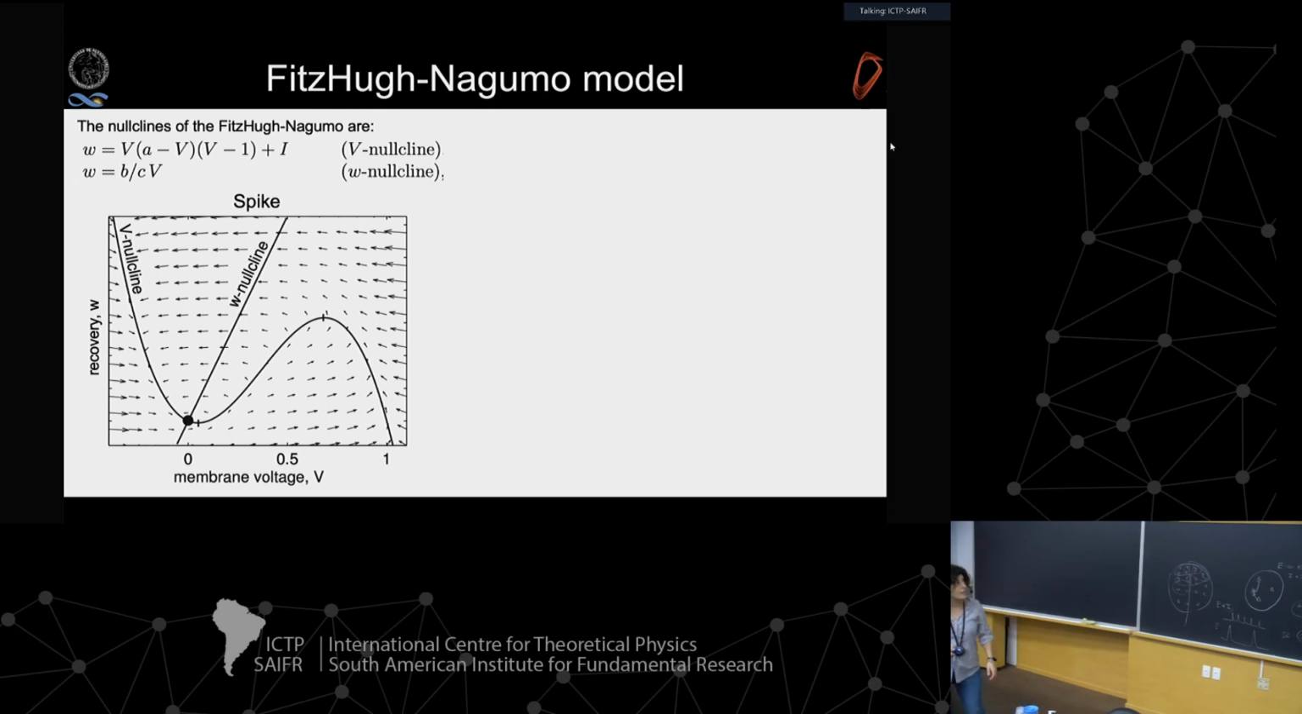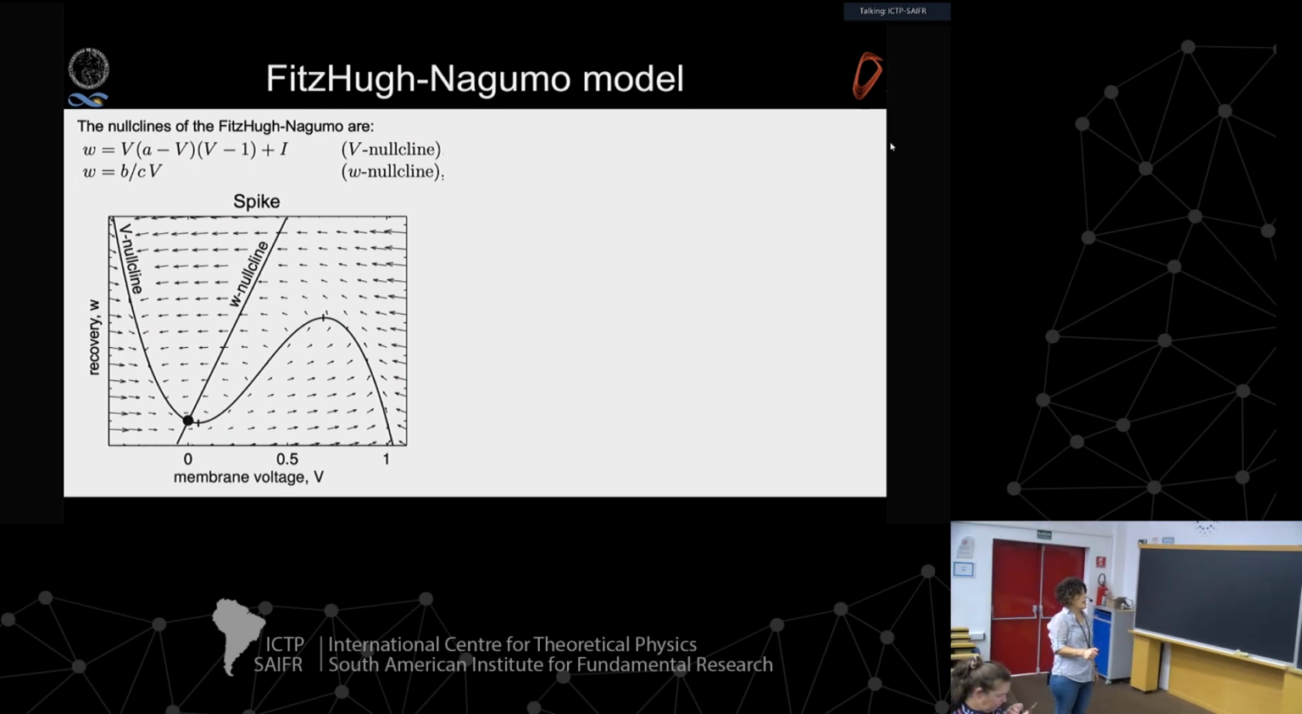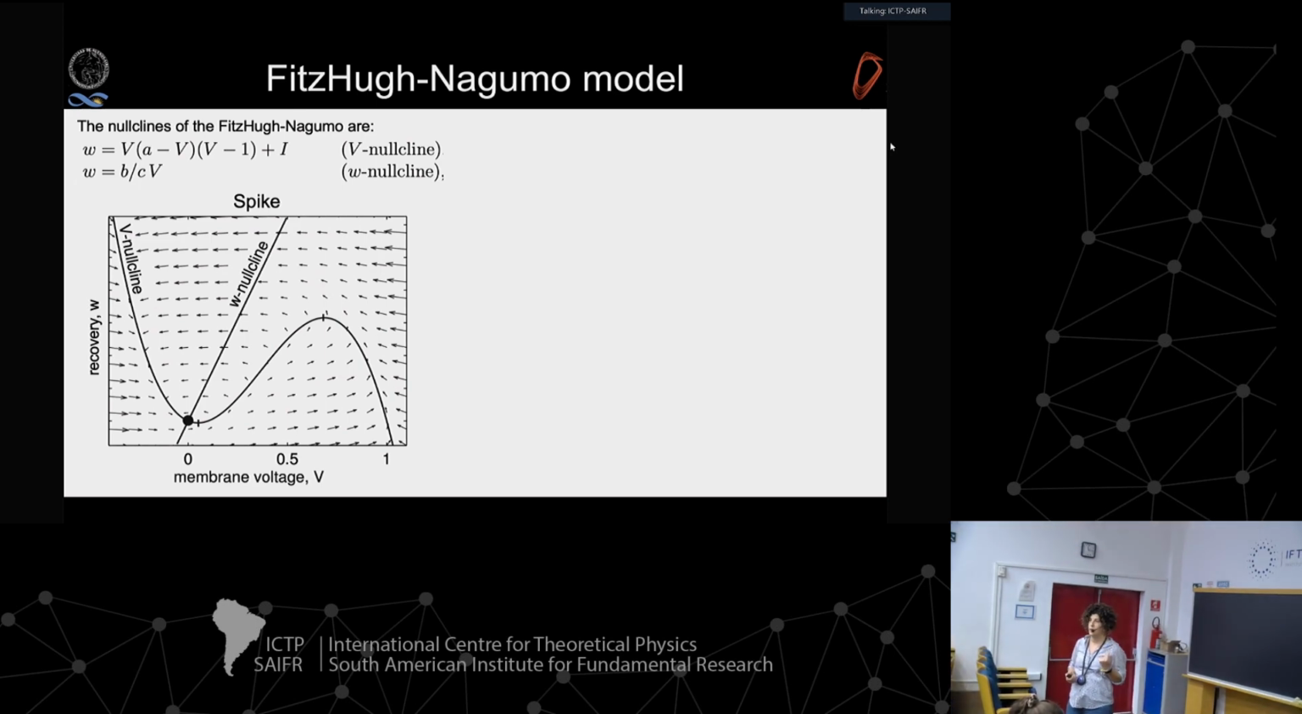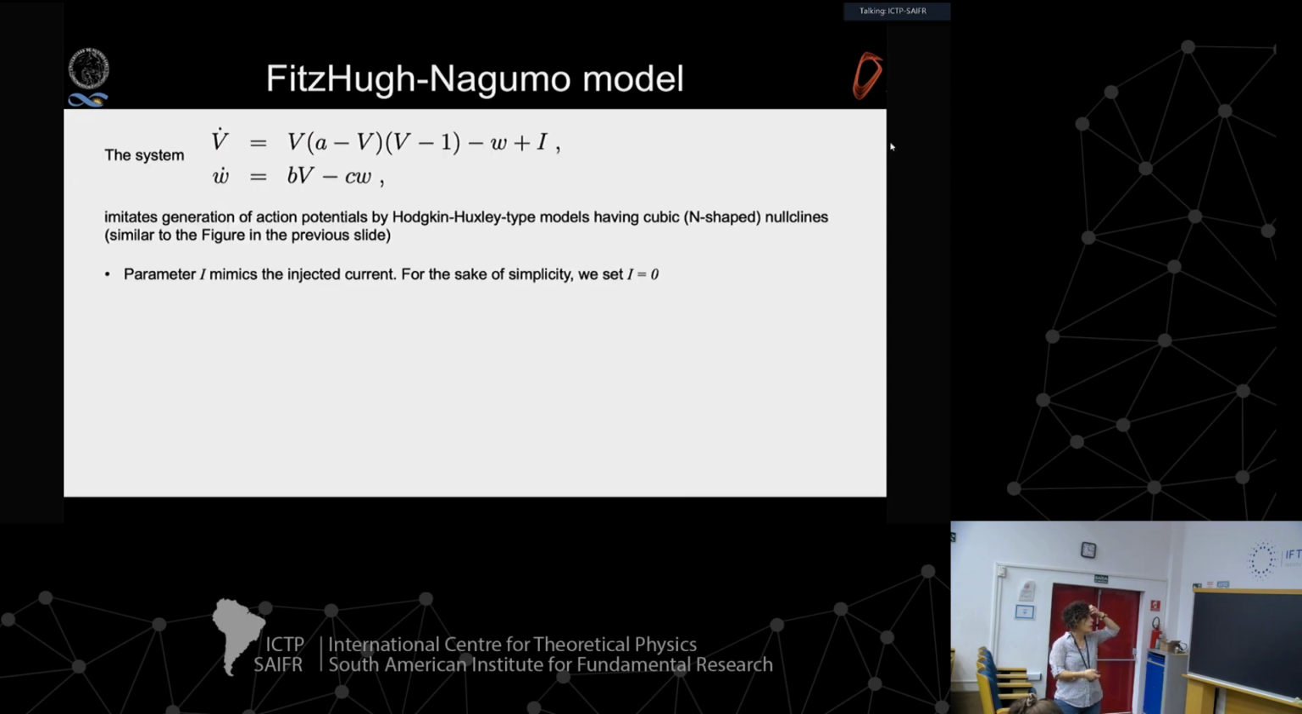Why? Because this N shape, when you cross it with the other nullcline, you will have the same thing as before, a spike. You start here, go all the way to the spike. Okay? Any questions? Super easy. So this one is even with fewer parameters than before. So this is the core of FitzHugh-Nagumo. You have just a small number of parameters, A, B, C. That's it. Okay, 3 parameters.